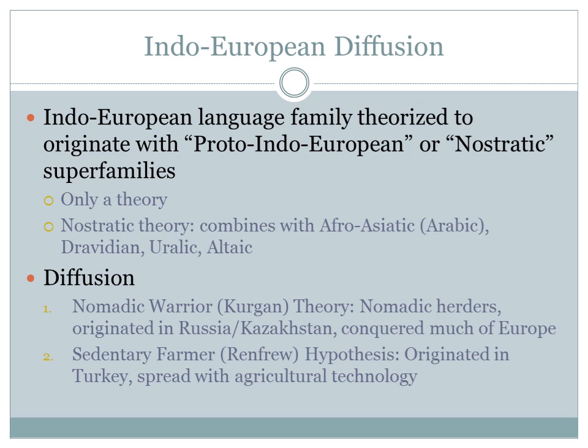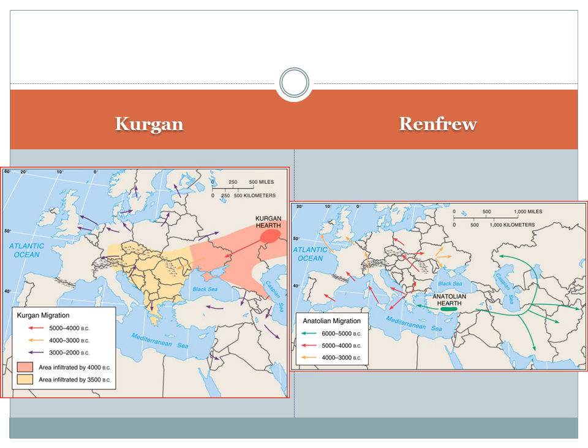So let's take a look at those. So here are two different maps for the two proposed hearths of the Indo-European language family. On the left-hand side of the screen, you see the Kurgan theory. Once again, that is the nomadic warrior theory, the idea that it started in southern Russia, northern Kazakhstan, and spread with this nomadic warrior group, the Kurgans, into Europe by way of conquest.